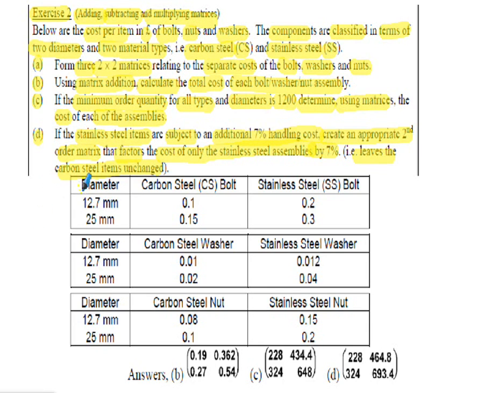So here's the information given. We've got 2 diameters, 12.7 millimeters and 25 millimeters. We've got our carbon steel bolt, 0.1, 0.15 cost. Stainless steel bolt, 0.2, 0.3 cost. And we've got diameters 12.7 millimeters and 25 millimeters for our carbon steel washer and our stainless steel washer, and finally for the diameter of 12.7 millimeters and 25 millimeters, we've got the carbon steel nut cost and the stainless steel nut cost. I'd encourage you to start the presentation here and attempt exercise 2, but a full worked solution is shown on the following slide.